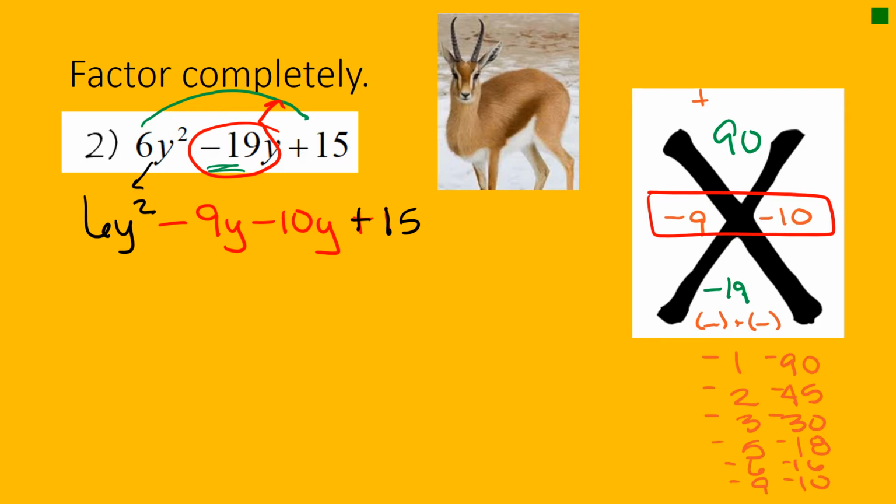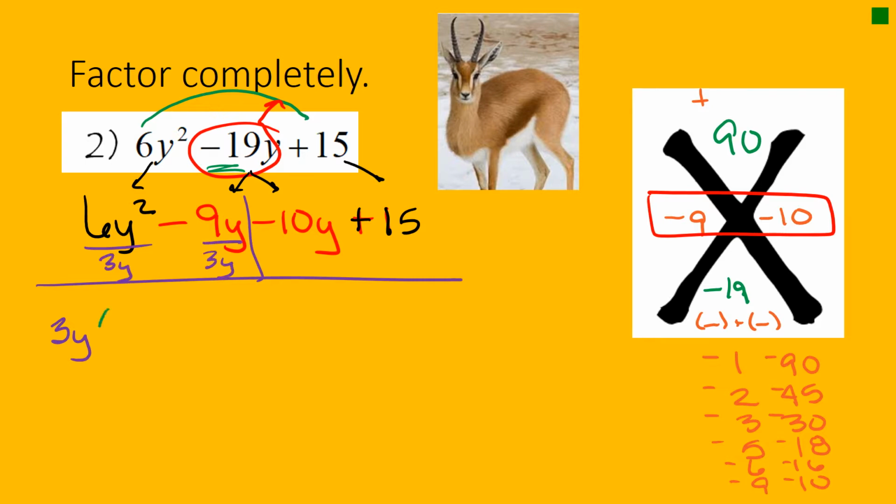Okay. Leading term, constant, stay the same. You rewrite the middle term. Make sure you include the variable. Now we go to grouping. These guys have a 3y in common, so I'm going to divide by 3y. And I get 2y minus 3. I'm going a little faster on my division because we've done it quite a few times. And if you're having trouble with that, that's when you go to the tutor room or ask your teacher for help.